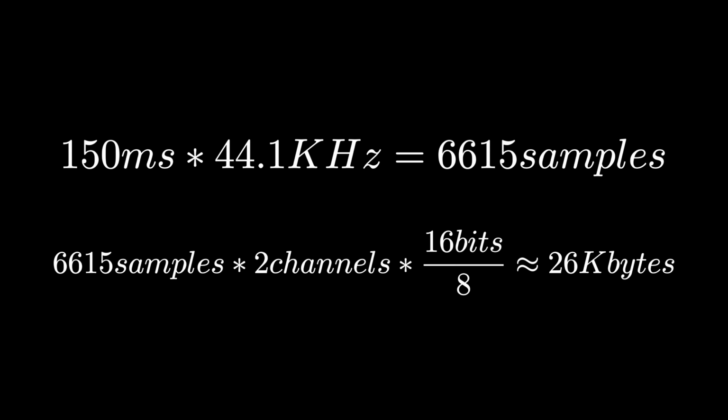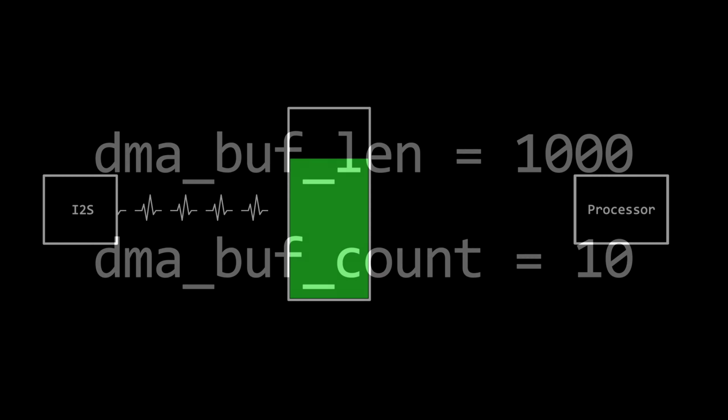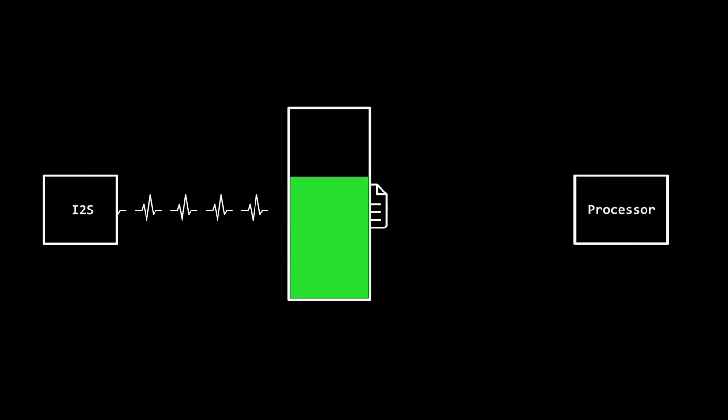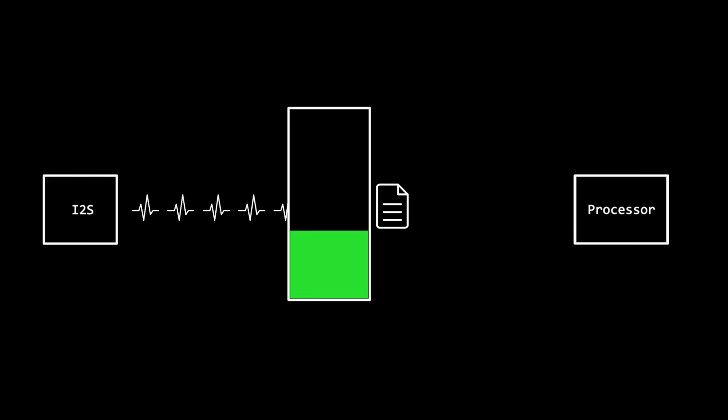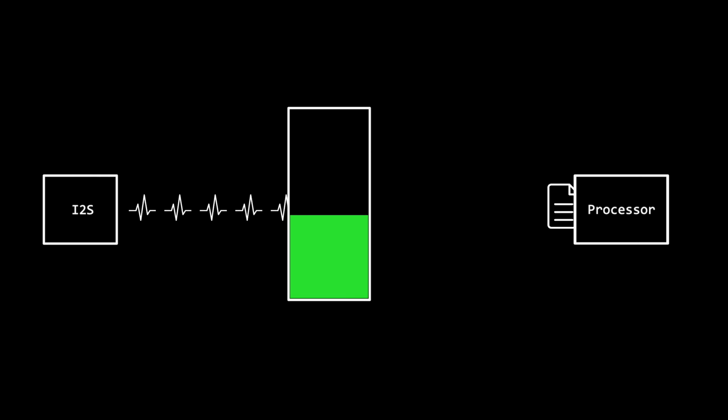150 milliseconds is 6,615 samples. For a safety margin, we might just bump this up to 10,000 samples. So we might set our DMA buffer length to 1000 and our DMA buffer count to 10. I've made a small visualization of this. We have a constant stream of data being generated, which is going into a buffer, and we have a process that takes chunks of data from the buffer at semi-random intervals. We need to make sure our buffer is large enough that the probability of it overflowing is low enough for our use case. So this covers the case of processing audio data coming into the system.